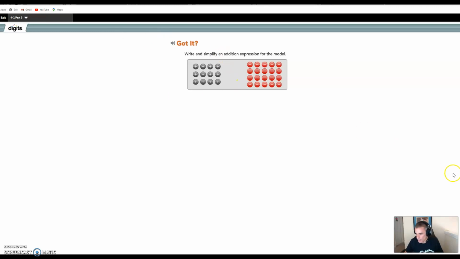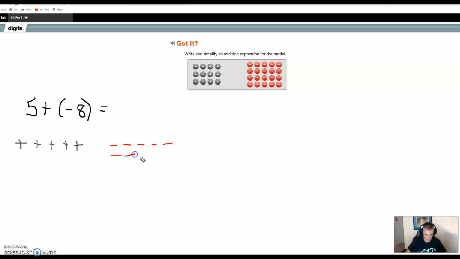So before I get to them, I'm going to write up a little problem here. We'll do a real simple one. I'll do 5 plus negative 8, and we want to know what this is equal to. Well, I have 5 positives and 8 negatives, so I can go ahead and draw that. Since they're using gray for positive, I'll use gray for positive. So I'm going to draw 5 positives: 1, 2, 3, 4, 5. And then I also have 8 negatives: 1, 2, 3, 4, 5, 6, 7, 8.